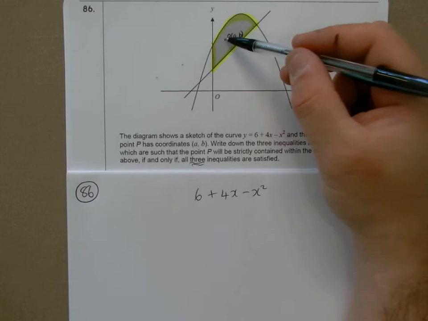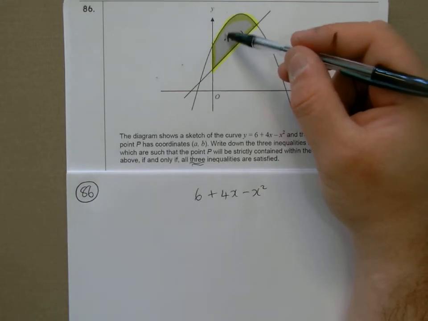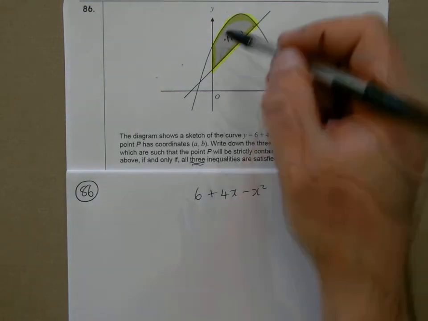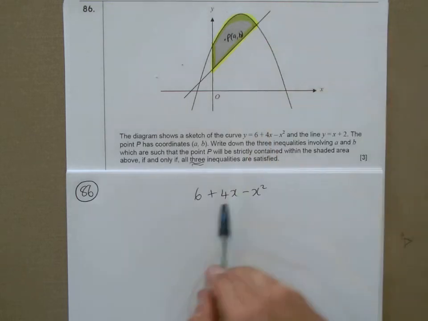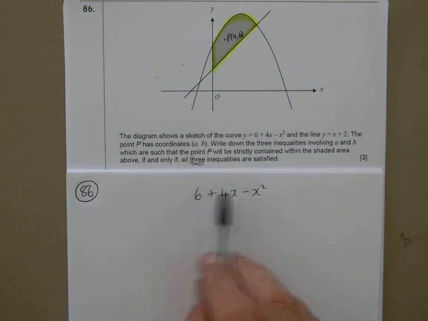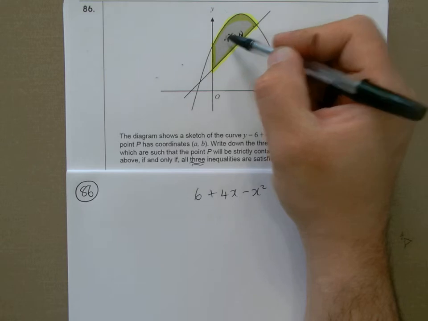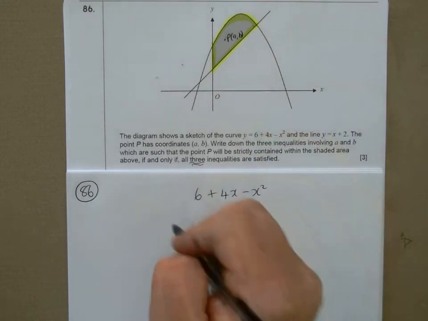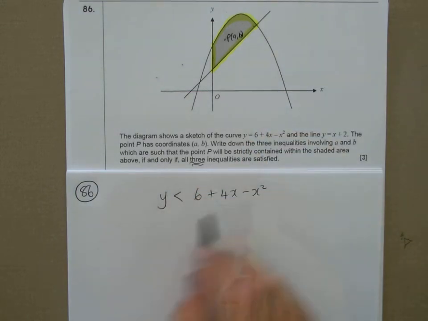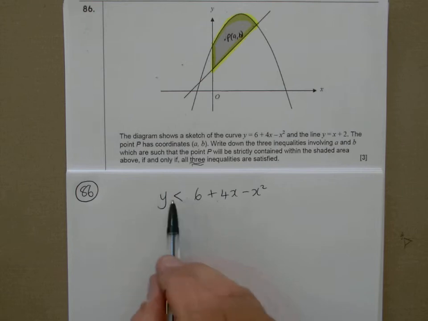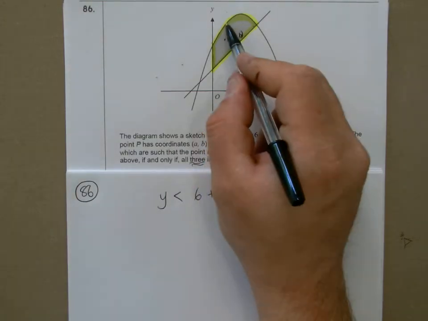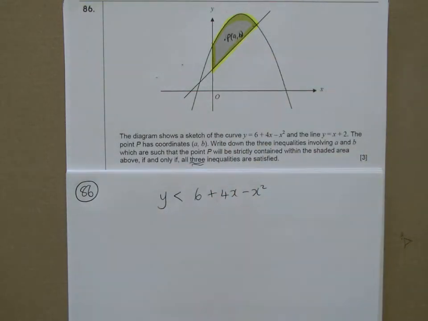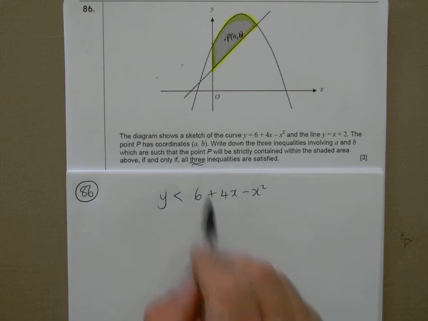Now for our point P, we've got to ask ourselves, do we want our point P to be on the curve? In other words, do we want it to equal this? Do we want it to be above the curve, in other words greater than this, or do we want it to be underneath the curve? In other words, we want the value to be less than this. And in this case, because we want it to be underneath the curve, we're going to want our y value to be less than this. Does that make sense? When y is equal to this, we're on the curve. But if y is less than this, we're underneath the curve. So that's the inequality we're going to be looking at.